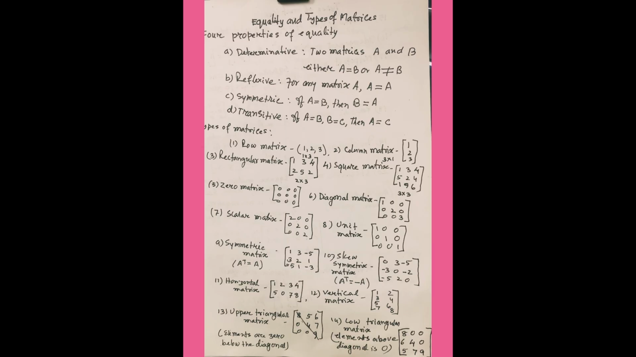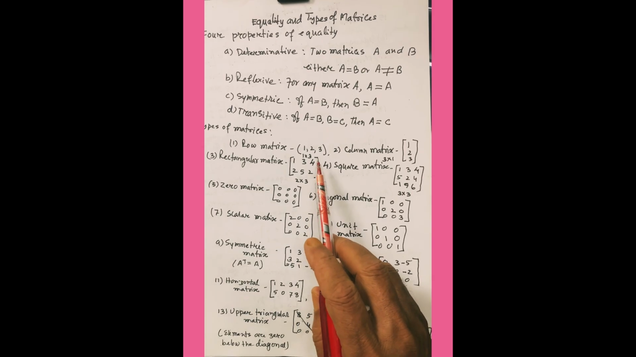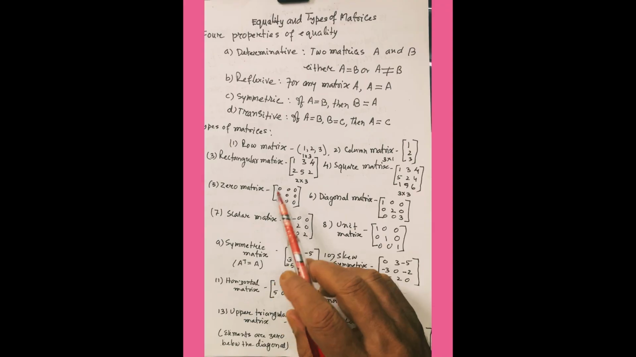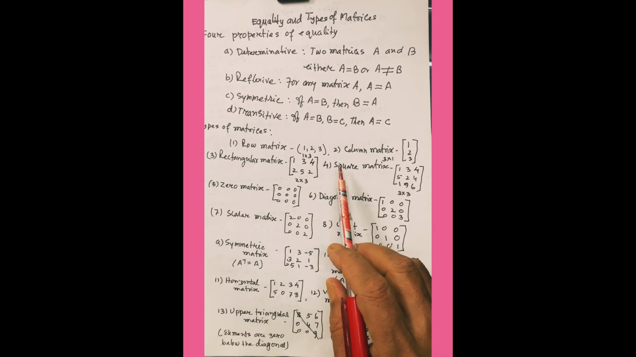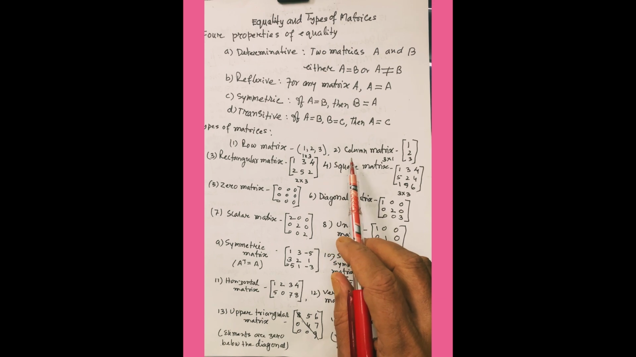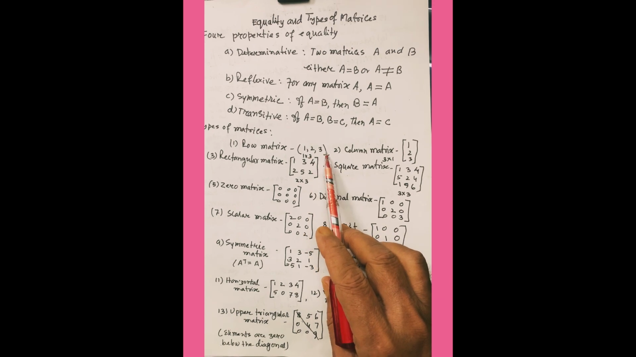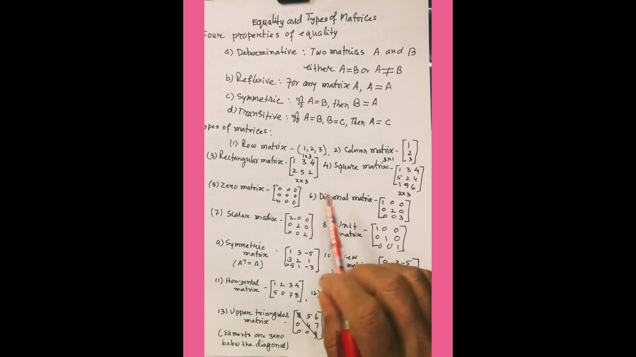Now there are various types of matrices that we come across. So we will discuss them one by one. First is the row matrix. We also call it a row vector. Suppose its elements are 1, 2, 3. It is a 1 by 3 matrix. The order is 1 by 3. And so it is called a row matrix or row vector.